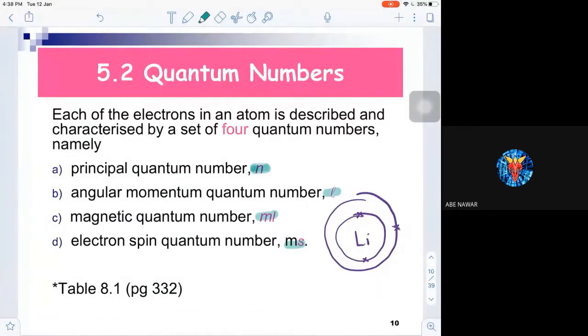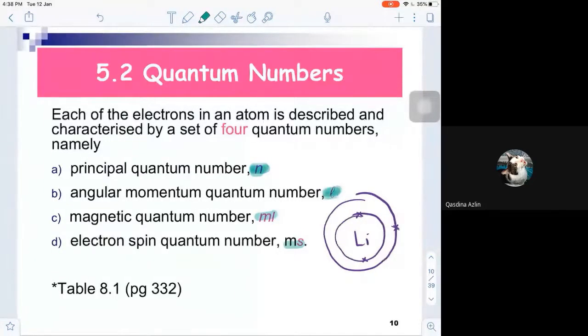Remember N, class? Do you remember N? No response? Yes. N will make the size of the orbitals greater. Do you remember L? The angular momentum quantum number, the value of L, is the one that determines the shape, either S, P, D, or F.